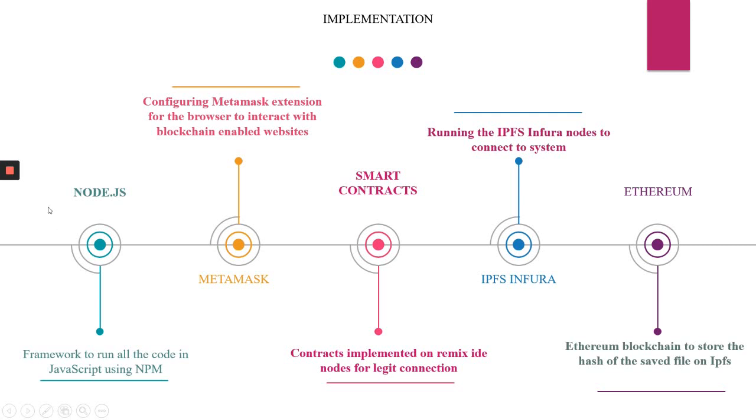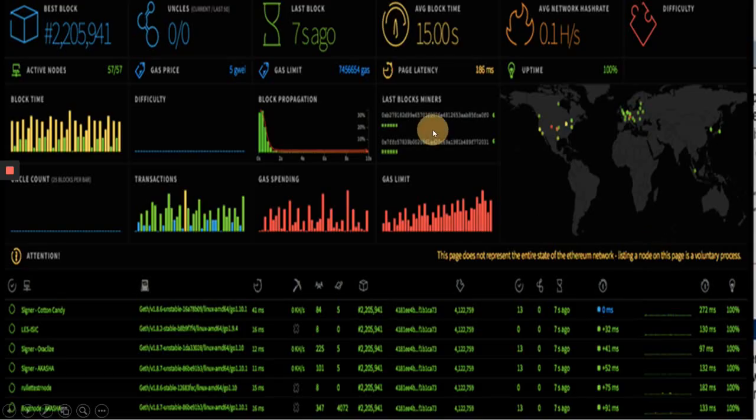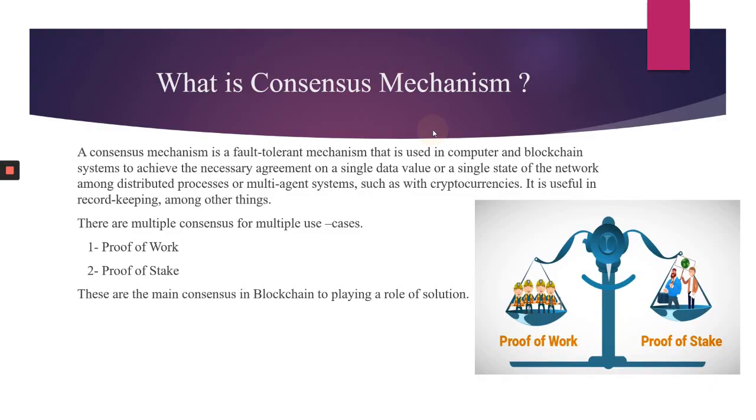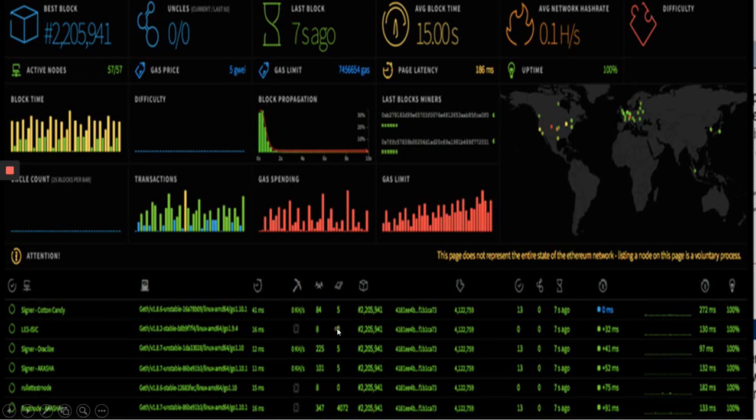This is our implementation process. We are using a Node.js server for creating this system. This is our framework to run all the code using npm, and after that we configure MetaMask with our smart contract to interact with the blockchain and enable websites. After that we create our smart contracts on Remix IDE. Then we connect with IPFS nodes to run the system, and we put our smart contract on the Ethereum server using Etherscan. This is our Rinkeby transactions pool. Here we can see there are too many transactions in this slide.